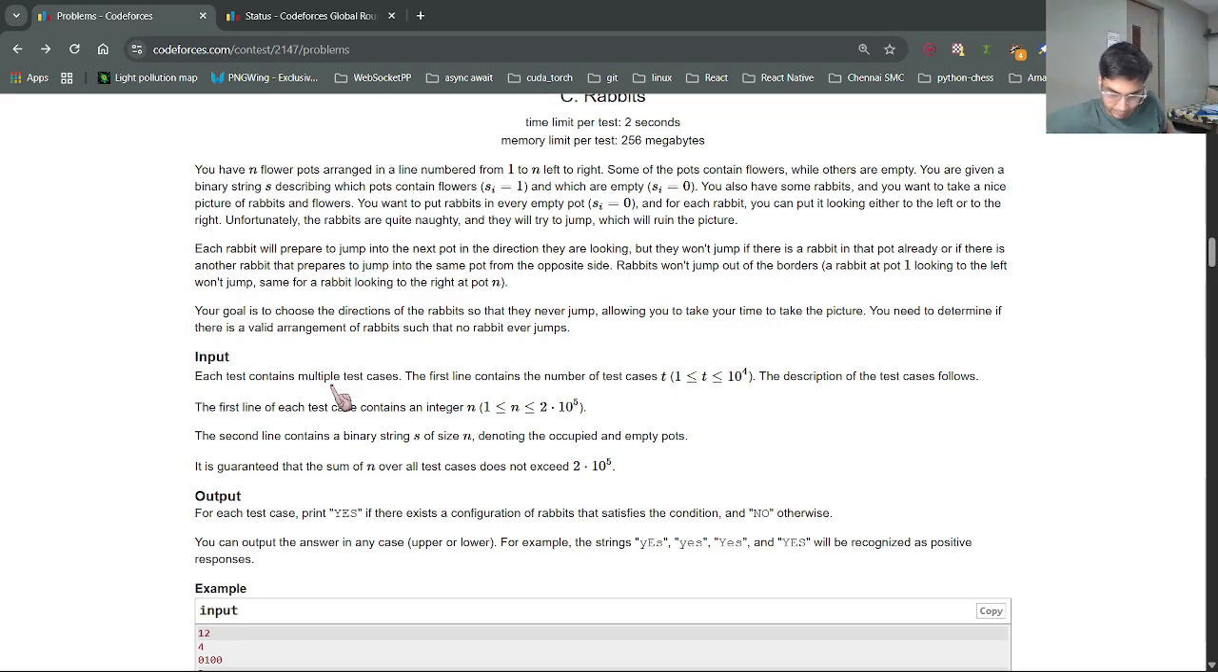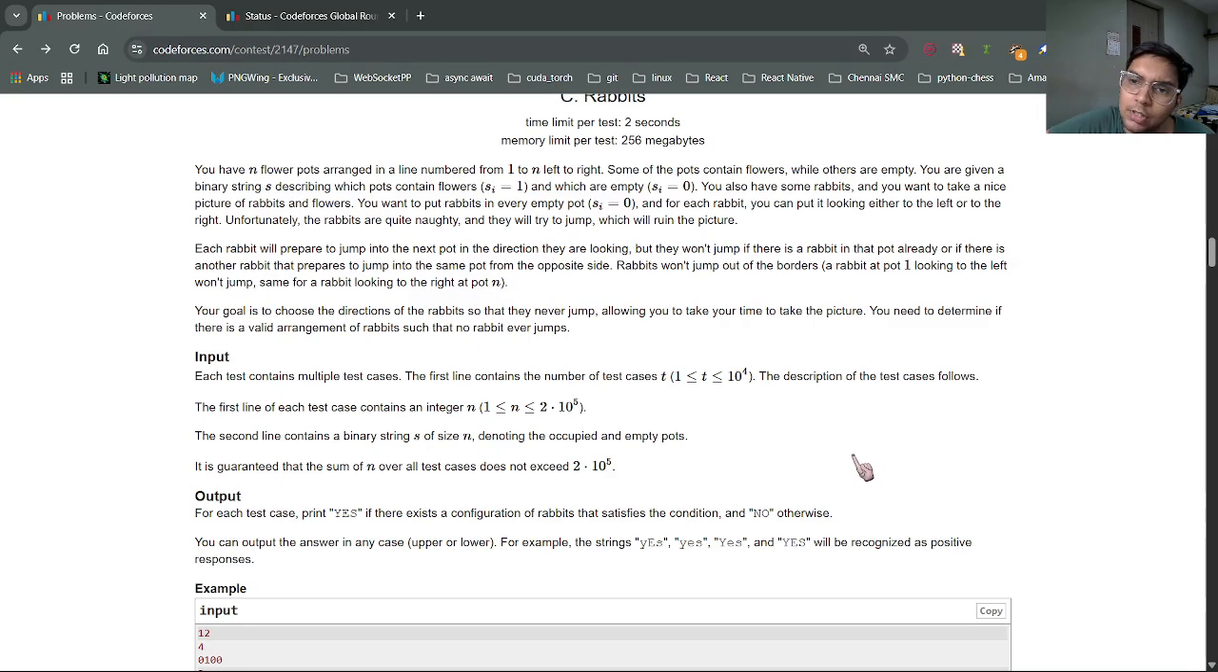Okay, so you have n pods arranged in a number line from 1 to n, left to right. Some of the pods contain flowers, while others are empty. You are given a binary string s describing which pods contain flowers and which are empty.